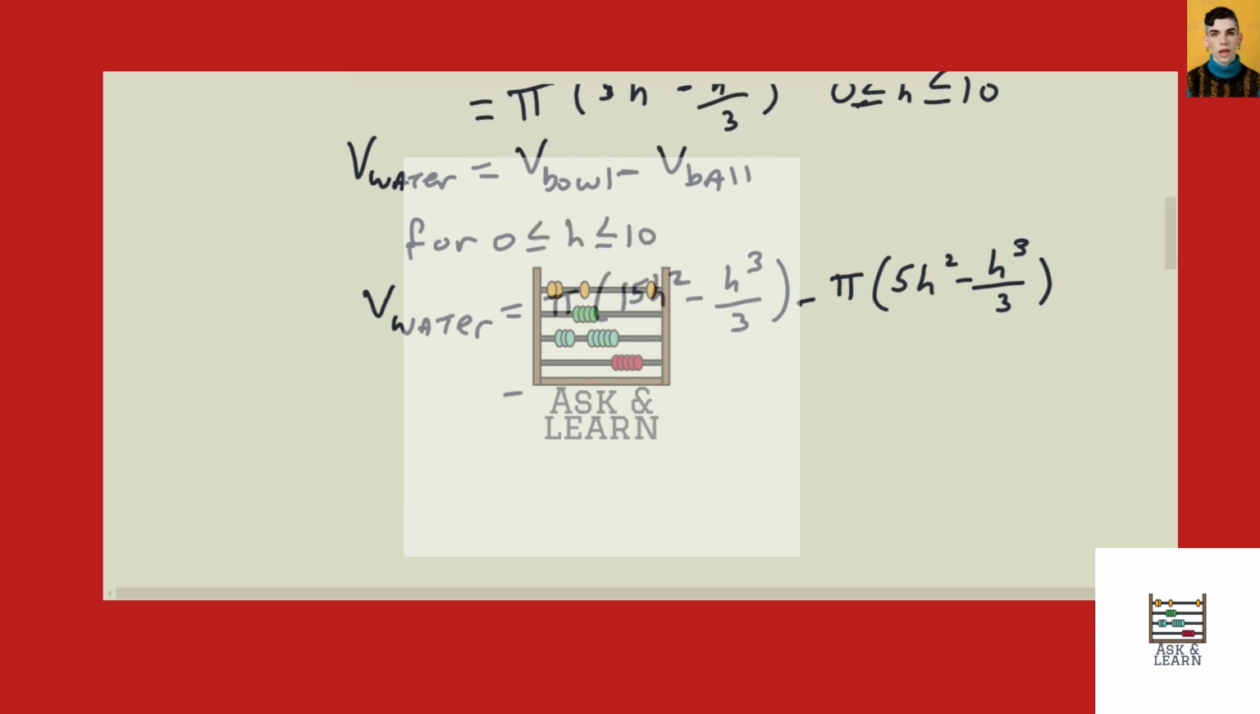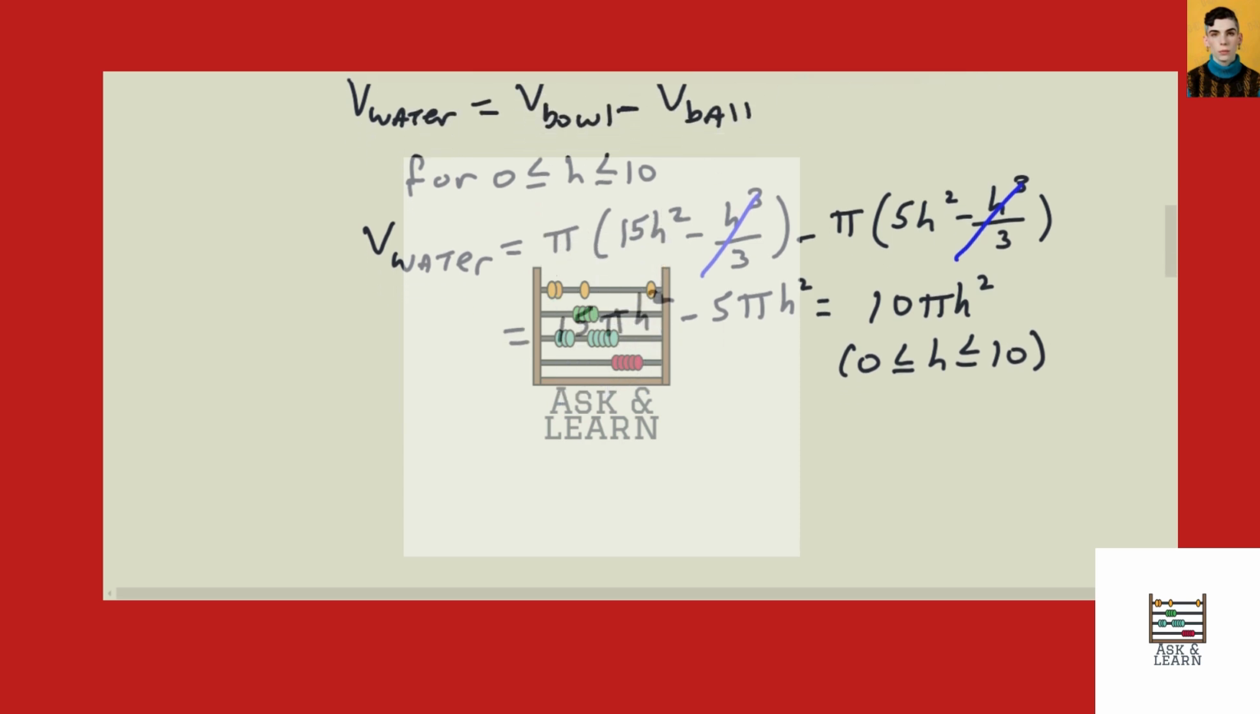All right, well, distribute this out, and what do we see? We'll see that the h cubed terms cancel out, and so we'll have 15 pi h squared minus 5 pi h squared. So we'll be left with 10 pi h squared as the volume of the water for 0 less than or equal to h less than or equal to 10, for the first 10 centimeters of height.